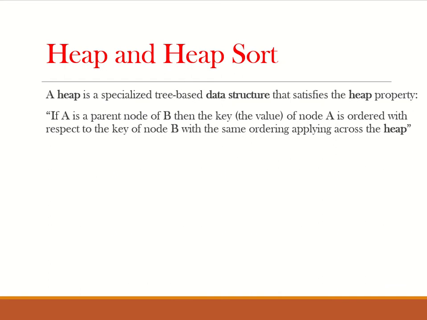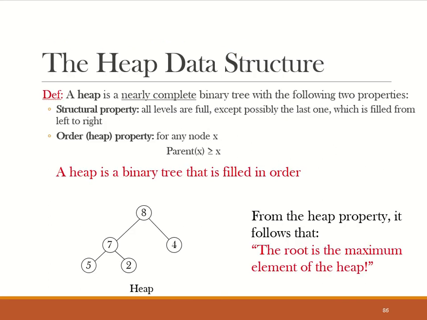Now I'll show you an example. So what you see here is a heap. As I told before, it is a tree, or to be precise, it is a nearly complete binary tree. You cannot claim that it is a complete binary tree. It is a nearly complete binary tree with the following two properties. Structurally, all the levels will be full except the last level, just like in the case of the complete binary tree, and the last level is filled from left to right.